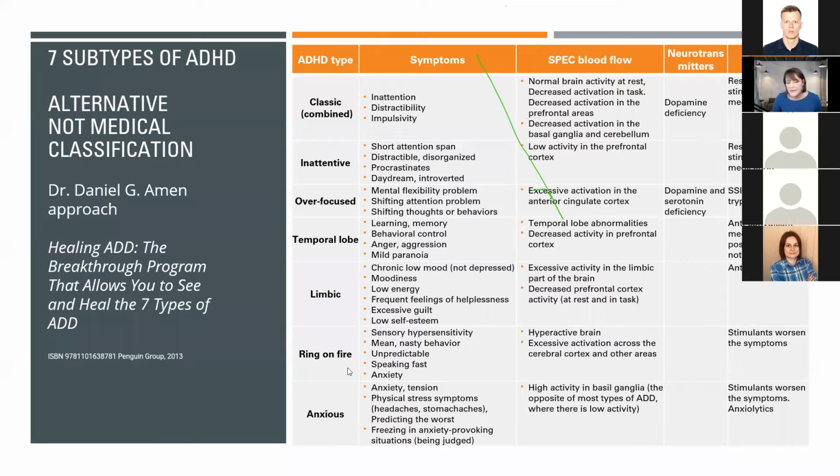Sorry. Okay, anyway, and the last one is anxious. These people, of course, have anxiety or tension. They have some stress symptoms. They can also show some headache or stomach ache and so on. These people usually have high activity in the basal ganglia, and stimulants also don't work for them. So quite an interesting scheme and way of thinking about subtypes of ADHD.